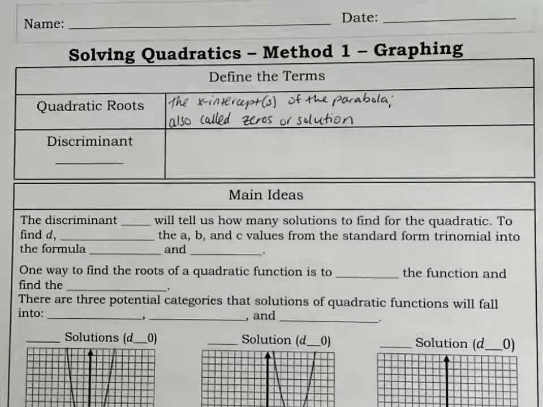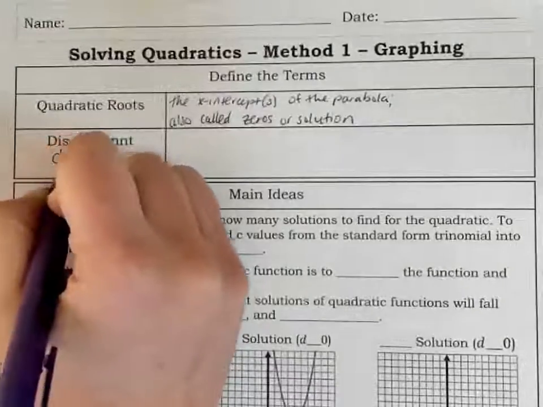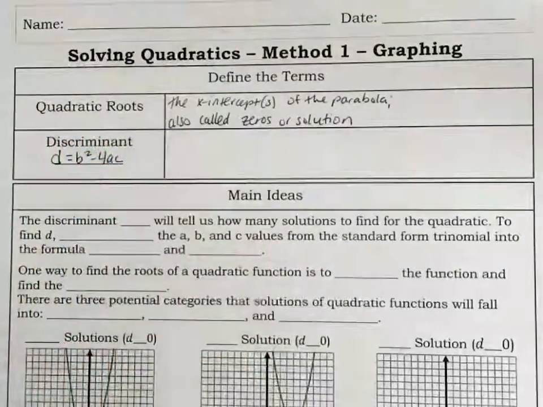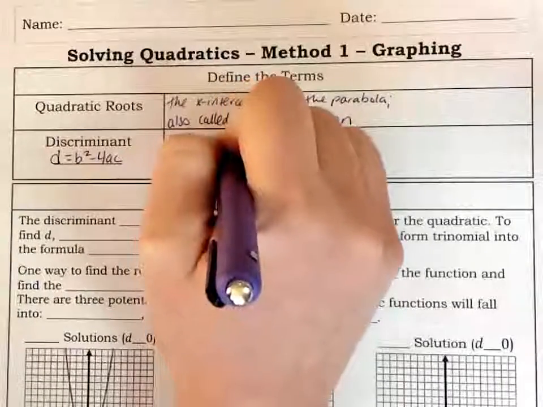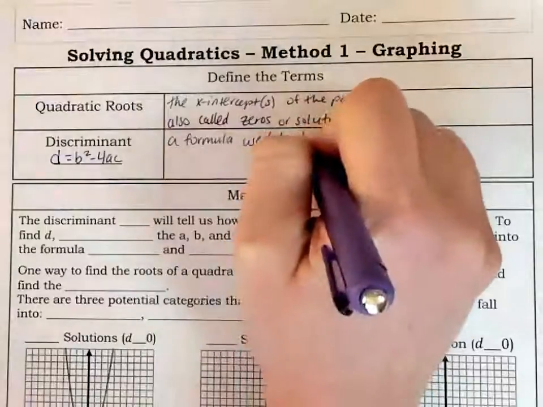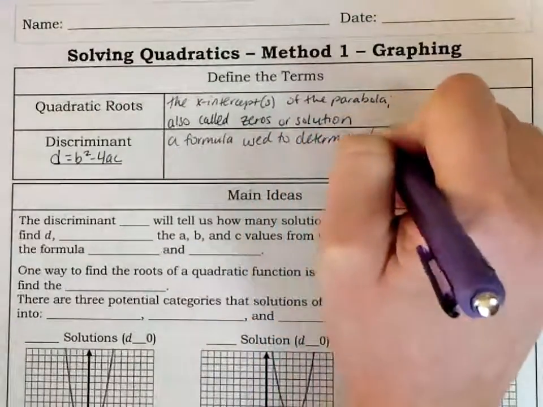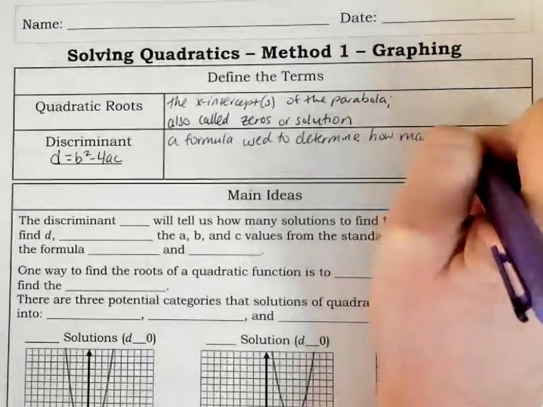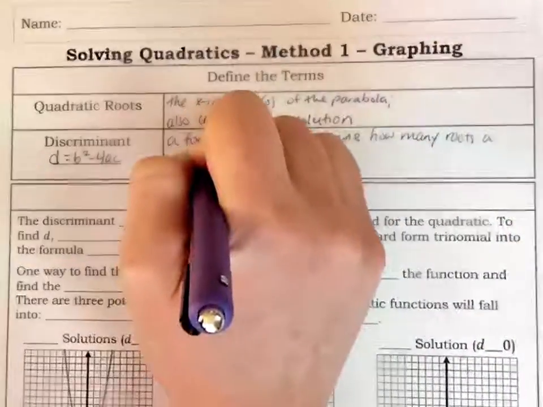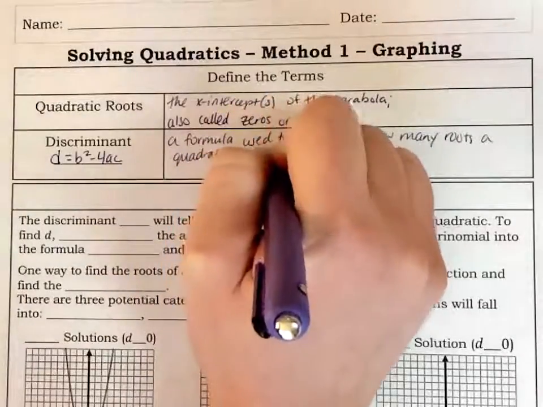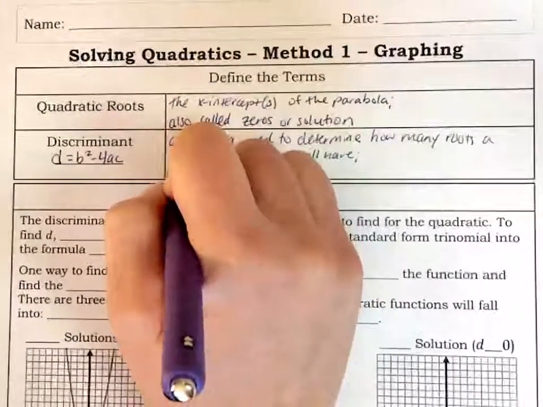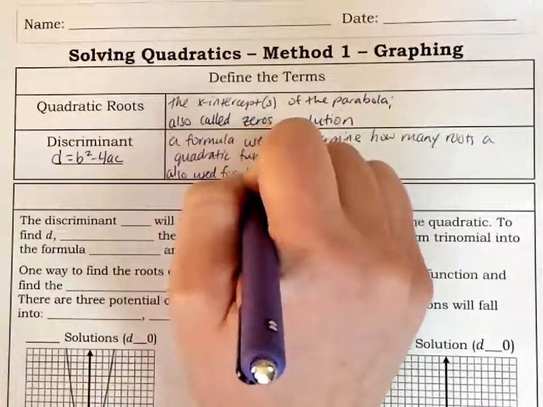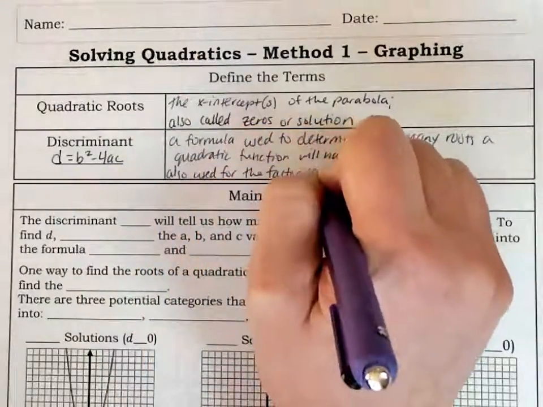The second term that we need to talk about is the discriminant. First off, the discriminant is D equals b squared minus 4ac. And hopefully that b squared minus 4ac looks pretty familiar to you. In terms of solving quadratics, this is the formula used to determine how many roots a quadratic function will have. And of course, we know that it is also used for the factor test. That's where it's going to be looking familiar from.